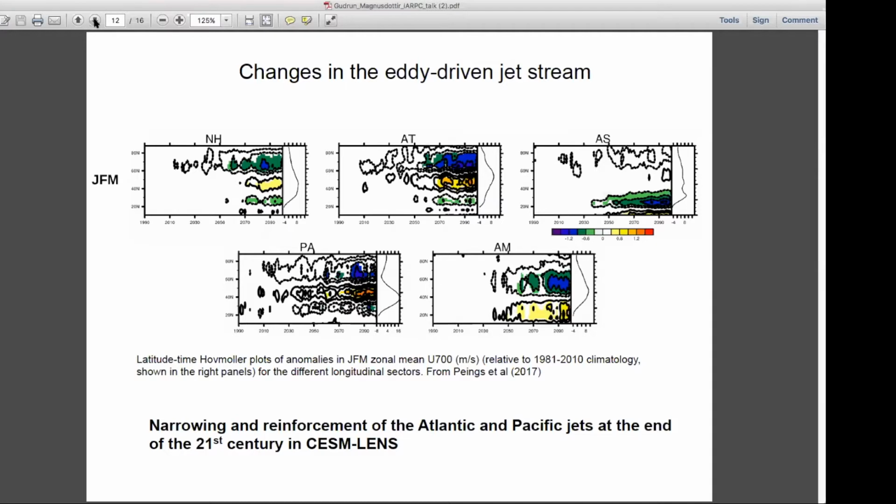Actually, over North America we have a negative NAM-type response. So the narrowing and reinforcement of the Atlantic and Pacific jets that we saw in the zonal mean is really taking place over the Atlantic and over the Pacific, where the storm tracks are the most active. Next slide, please.